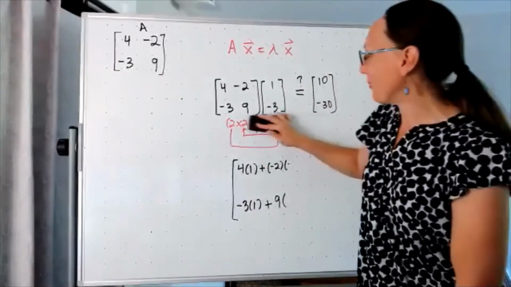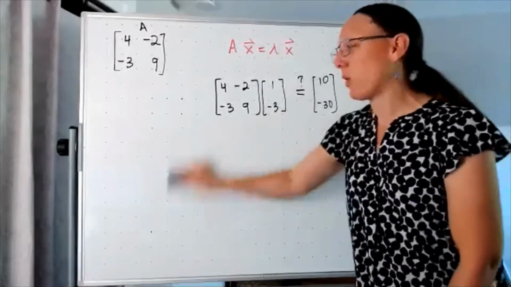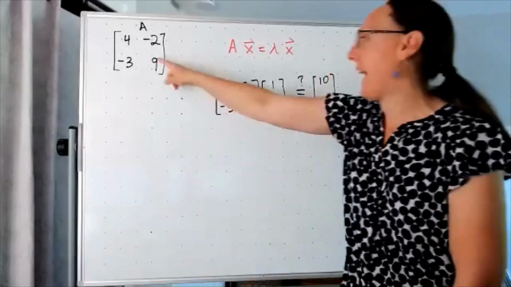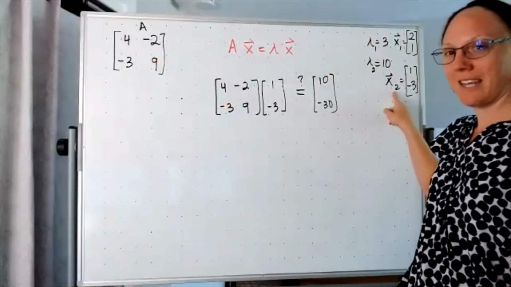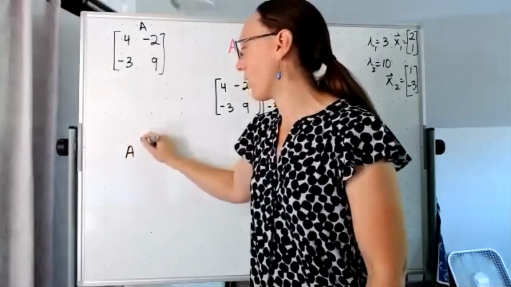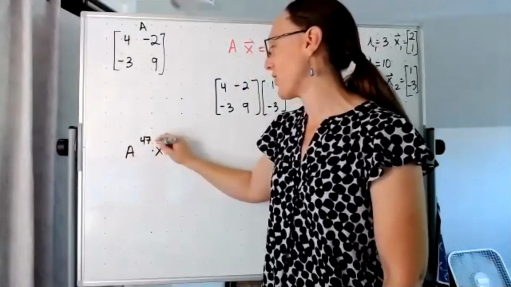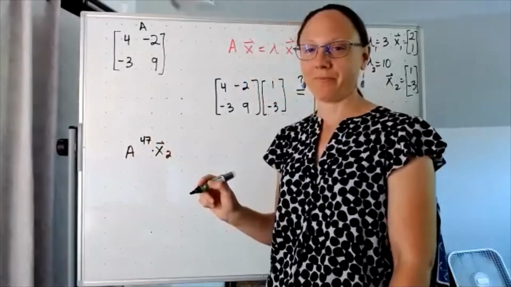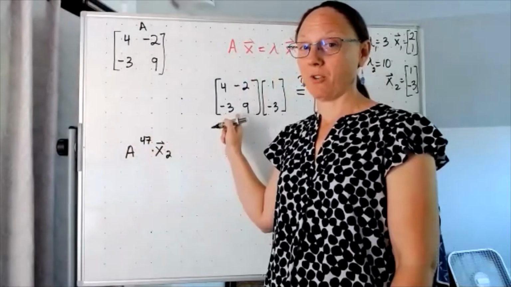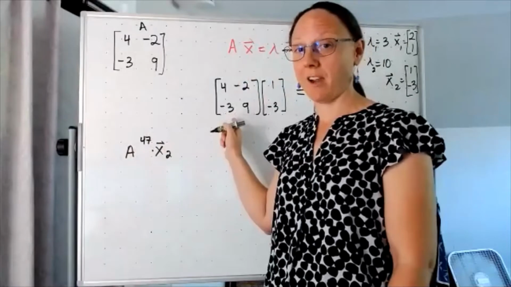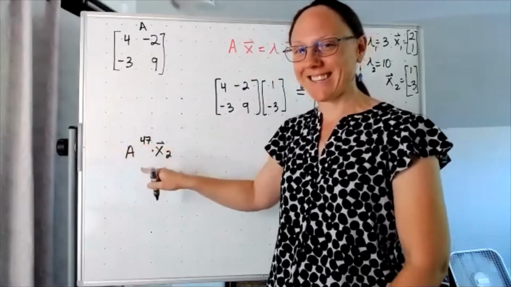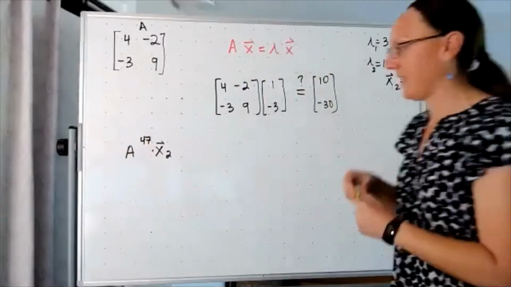What this lets me do is, suppose for a second that I didn't really want to know what A times x2 was. I actually wanted to know what A to the 47th power times x2 was equal to. Now, nobody wants to multiply this matrix by itself 47 times. That sounds terrible. But this question, this is pretty sweet.